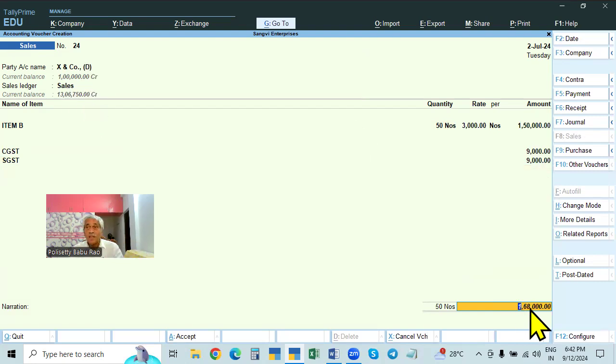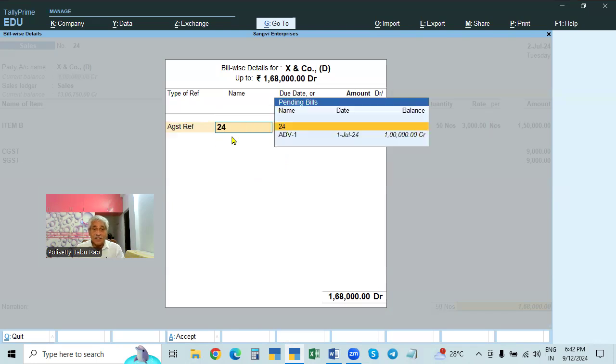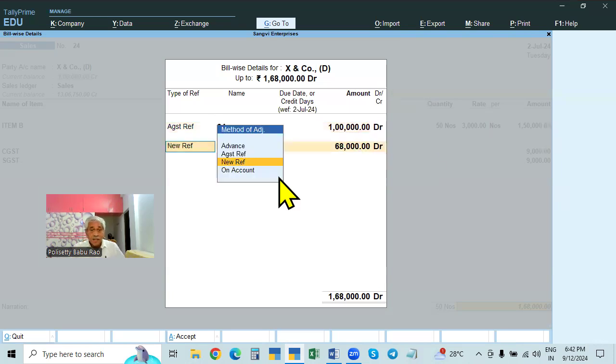We received some advance, so here it is showing, because the new bill shows a new reference, but we have to, first of all, adjust the advance. Adjustment will be against reference only. Advance when you received against reference if we take. So advance we received already 1 lakh is there. So type here 1 lakh. So that's it. And the next balance will be the new reference. New reference will be the 24. So 24 is the invoice number.